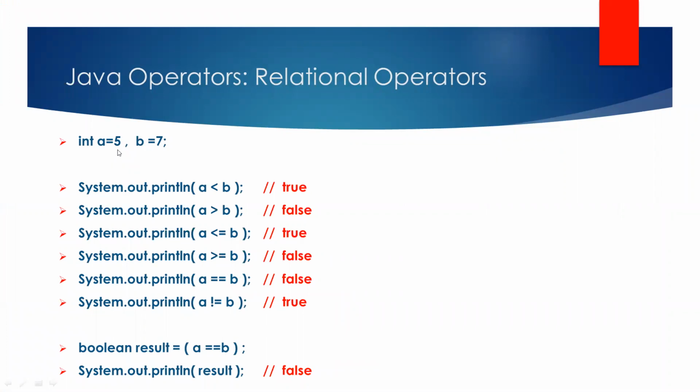For example, a is equal to 5 and b is equal to 7.